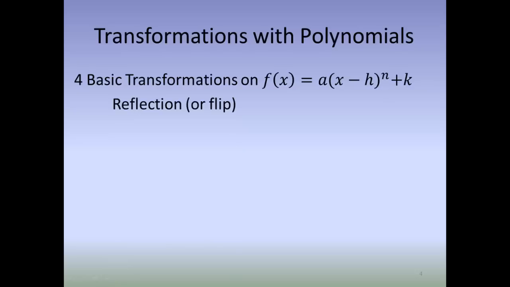First type of transformation is a reflection or a flip, in other words, turning it upside down. And this occurs when the value of a is negative. And what that does is it's going to flip an even function upside down, and an odd function, instead of going down up, starts up and comes down. And that's what the flip looks like.